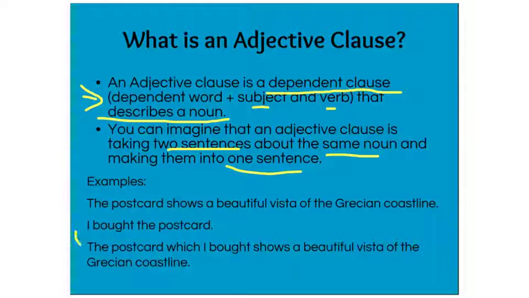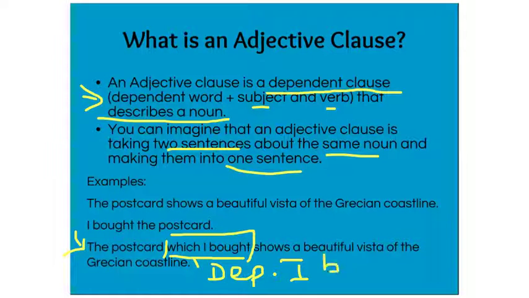I want to start actually here with the sentence that has the adjective clause. The postcard, which I bought, shows a beautiful vista of the Grecian coastline. Which I bought is the adjective clause here. It begins with a dependent word, which. It has a subject, I, and it has a verb, bought. So it's a dependent clause. Now, this clause is telling us about what noun? Postcard. The postcard. What postcard? The postcard, which I bought, shows a beautiful vista of the Grecian coastline.